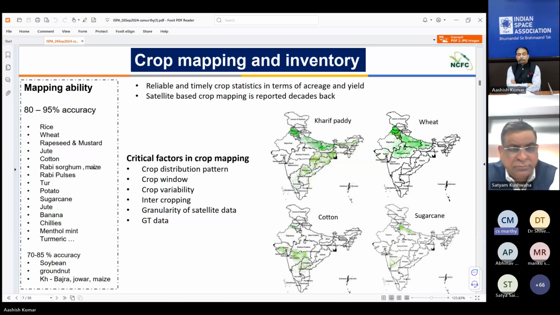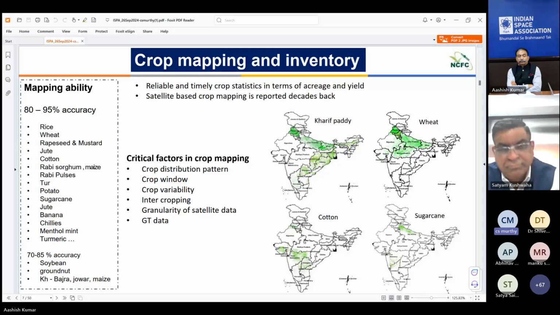This is the fundamental information: crop mapping and inventory. It's a very proven application of remote sensing satellite data. Today in the country, crop mapping is being done for some selected crops. Their accuracies are wide ranging, but for some crops the accuracies are very high, 90-95% for rice, wheat, potato. Of course, the accuracy is a function of the crop growing environment, how diversified it is, small and fragmented farms and so on. But for certain commercial crops like soybean, groundnut, kharif crops, the accuracy levels are still lower, 70-80%.